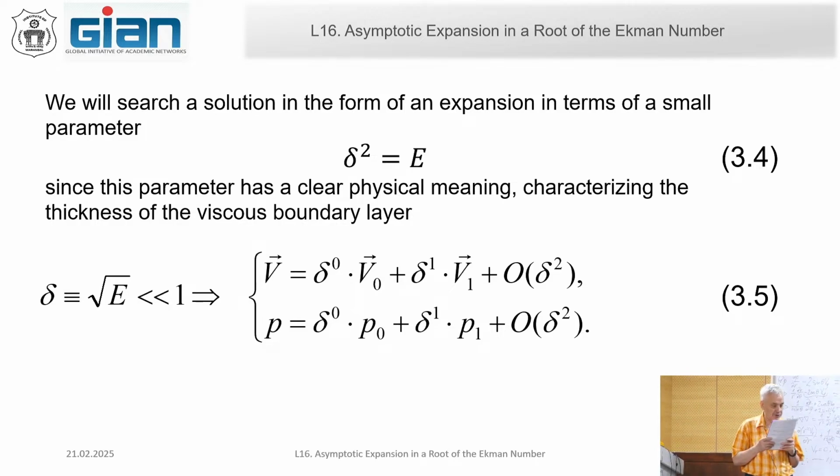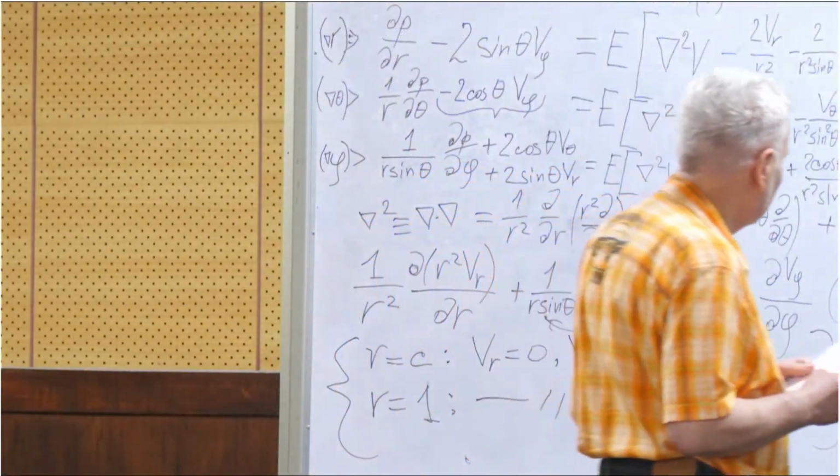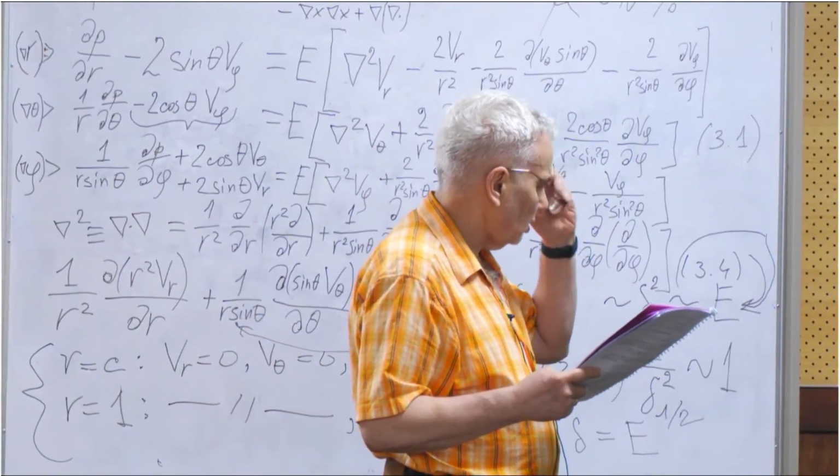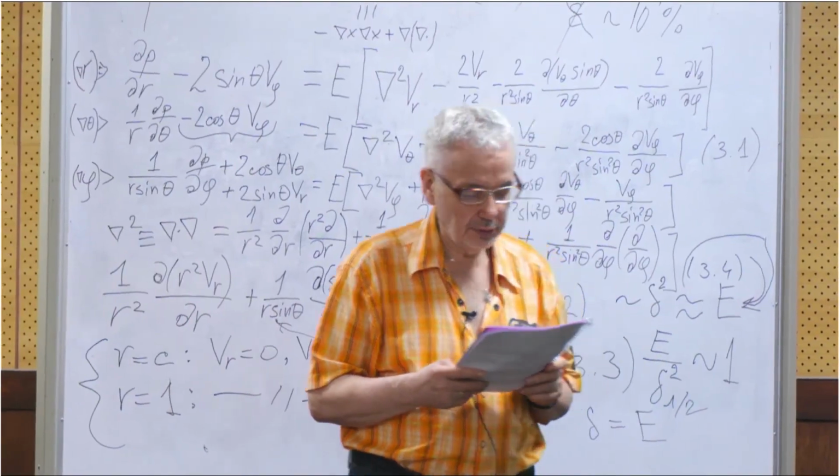Let's conclude the previous chapter. This conclusion is that it's working. Thus, the main asymptotic parameter determines the viscous flow in narrow boundary layers of thickness of order of this, E to the one half, which is the square root of the Ekman number. So actually, I already wrote this, maybe one of the most important summary of this previous paragraph.